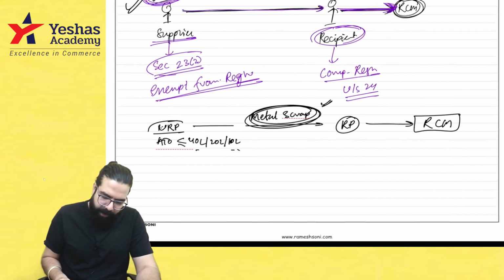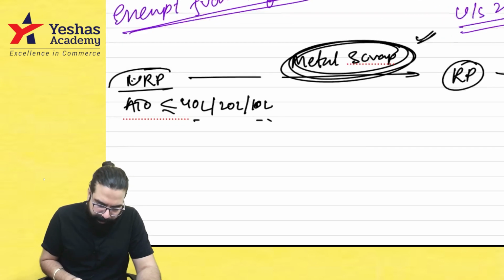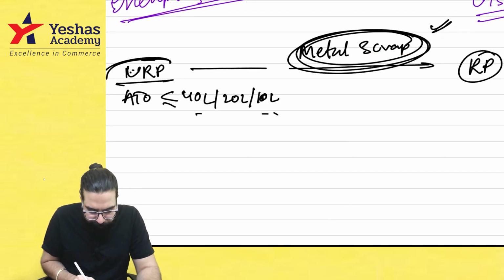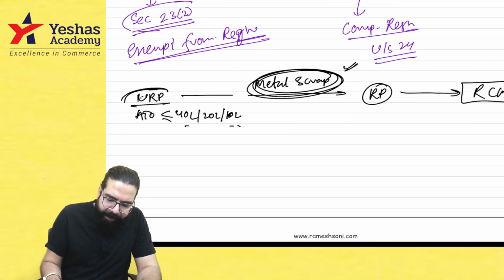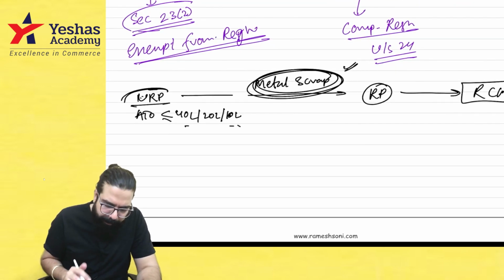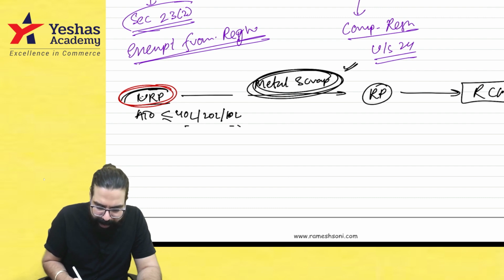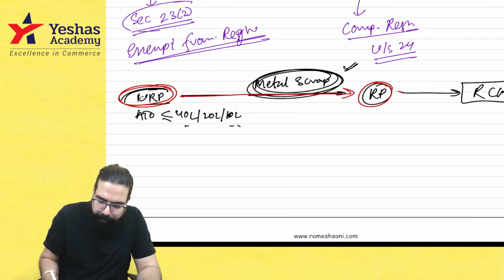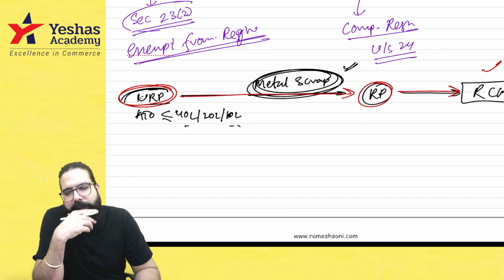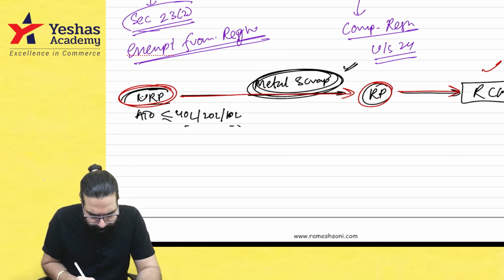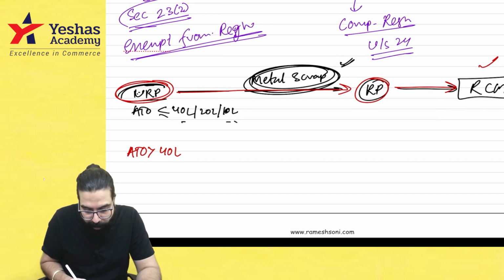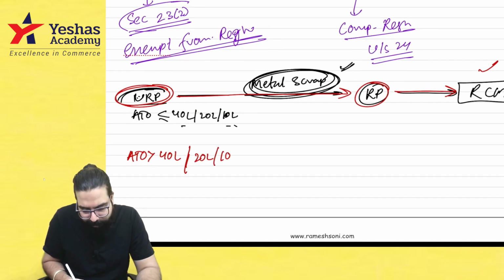Now listen, what they are telling over here. People, tell me one thing. If I am a supplier of metal scrap and I am unregistered, supplying metal scrap to a registered person, you have to pay GST under RCM. Yes, sir, this point is clear. But sir, tell me one thing. If my aggregate turnover crosses 40 lakh, or 20 lakh in some state or 10 lakh in some state, then what will happen? Then I will have to take registration.